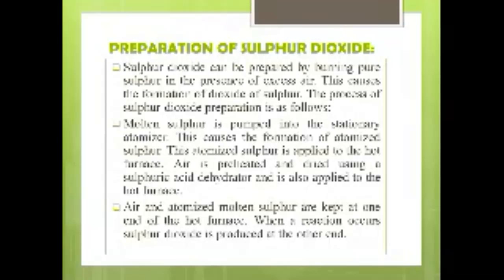The first step is that molten sulfur is pumped into the stationary atomizer. This causes the formation of atomized sulfur. This atomized sulfur is applied to the hot furnace, and air is preheated and dried using a sulfuric acid dehydrator and is also applied to the hot furnace. The air and atomized molten sulfur are kept at one end of the hot furnace. When a reaction occurs, sulfur dioxide is produced at the other end.